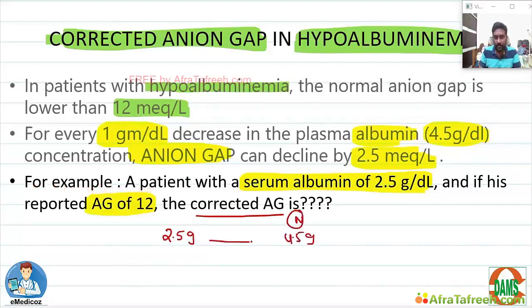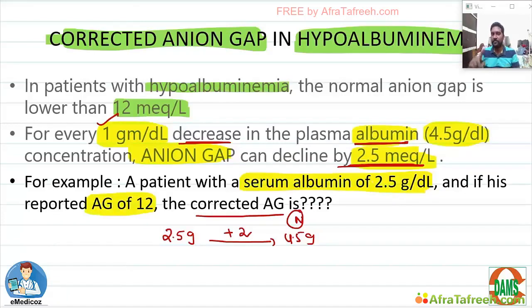4.5 gram. So the difference here is plus 2. So we have understood that for every 1 gram decrease in plasma albumin from normal value, anion gap can decline by 2.5 milliequivalent. So for 1 gram decline, it will be 2.5 milliequivalent decline. So if albumin is increased by 1 gram, the increase in anion gap will be 2.5 milliequivalent. So the relationship can be vice versa.